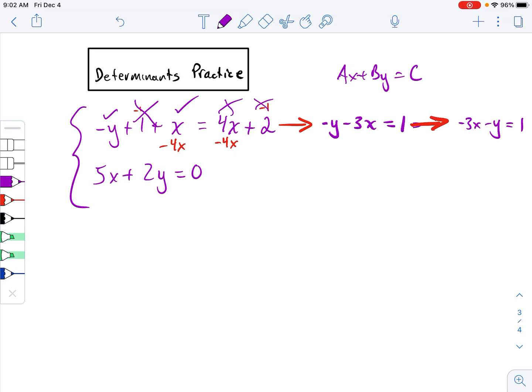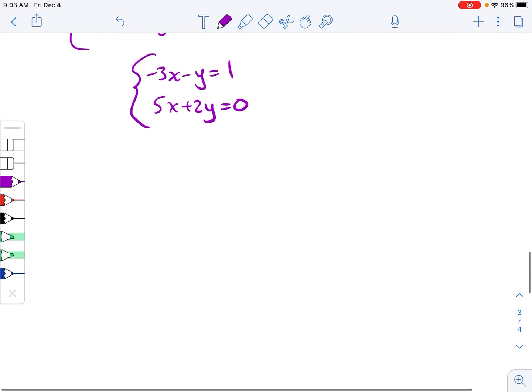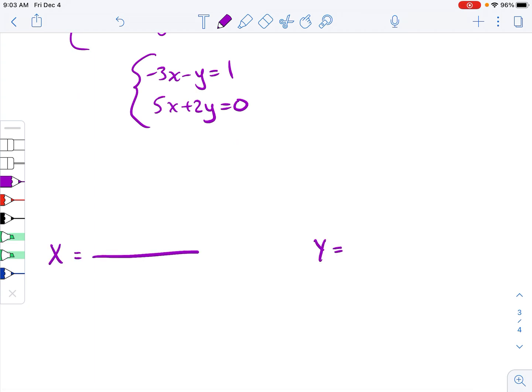All right, now this second equation is already set up, so I'm going to rewrite everything. So this is basically what I'm dealing with now. So I now know that I am going to take the determinant to find x and to find y. Now the determinant on the bottom is just going to be plucking off my coefficients. So a negative 3 and a negative 1 and a 5 and a 2. The denominator is nice and easy.